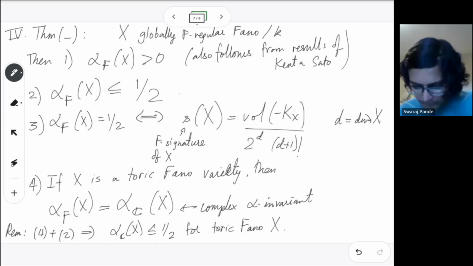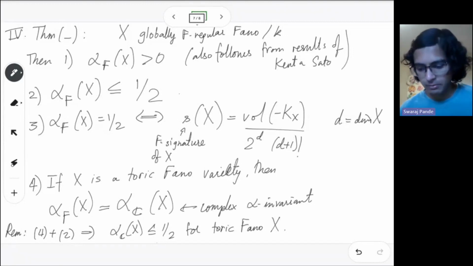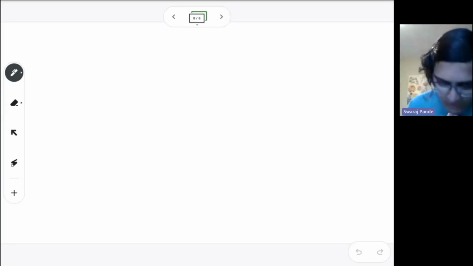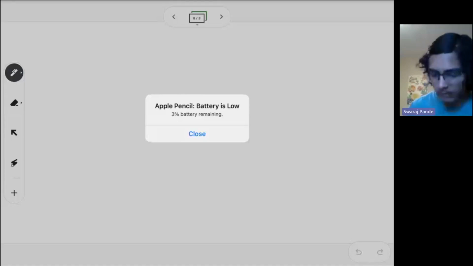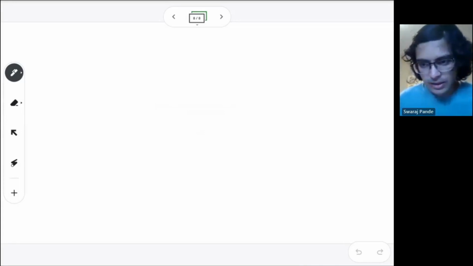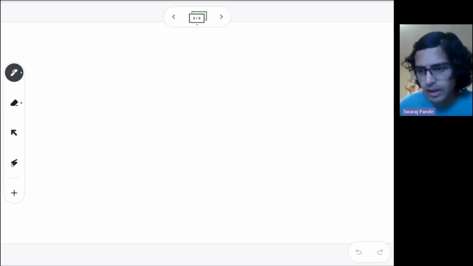I'm curious, did you compute this alpha for some specific known varieties in positive characteristic, or is it more general? I can do two examples. I was going to do one later, but I can do it now, again building on other people's work. I can do diagonal cubic surfaces. Other than toric Fano varieties, where it's the same as the complex one, and for the complex one we have a formula, so we can use that formula for toric varieties.